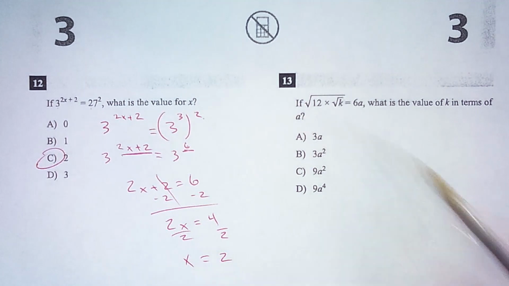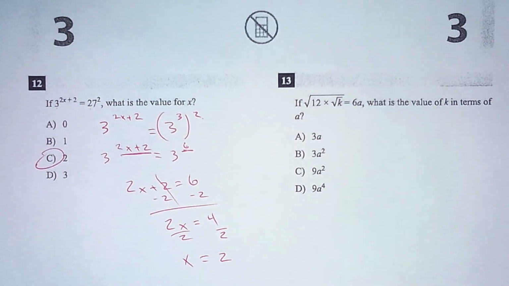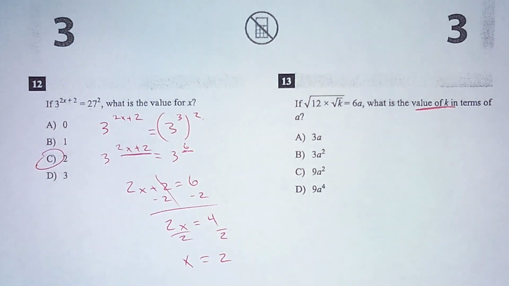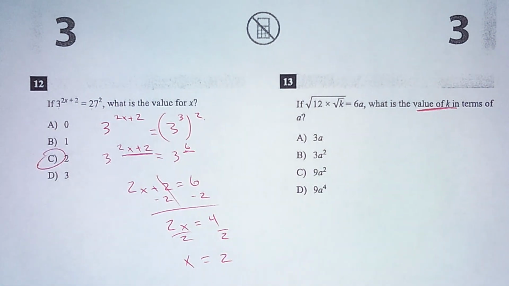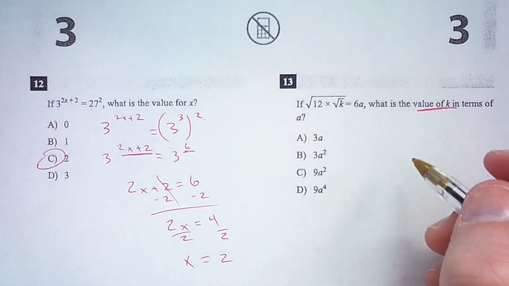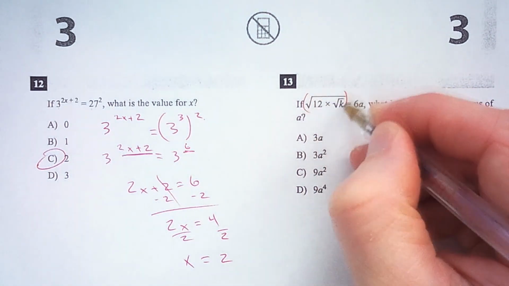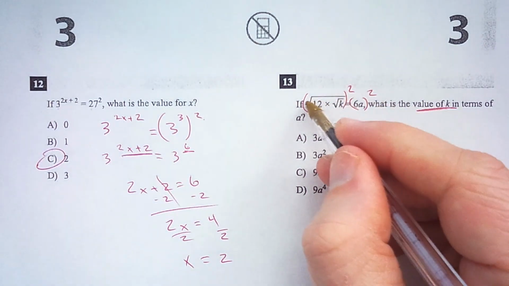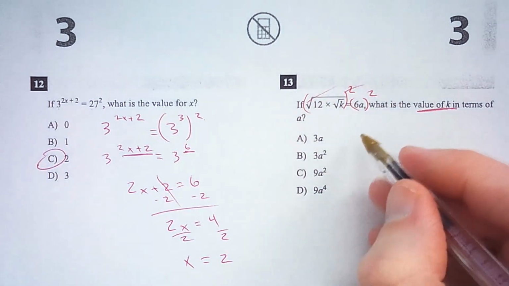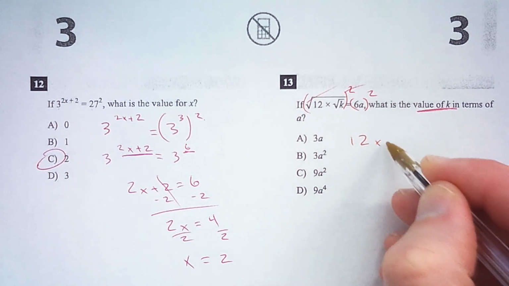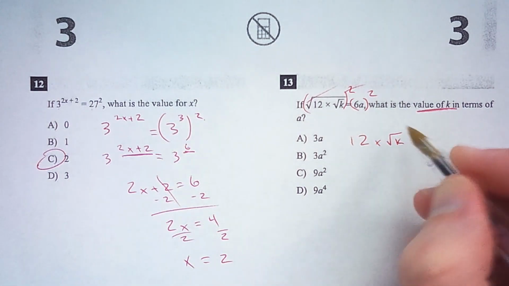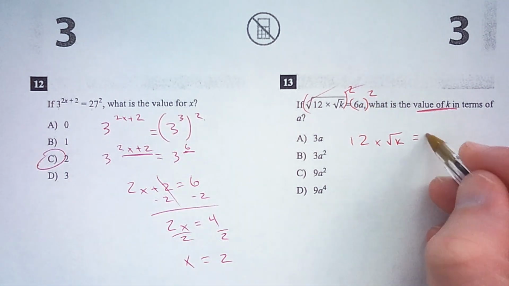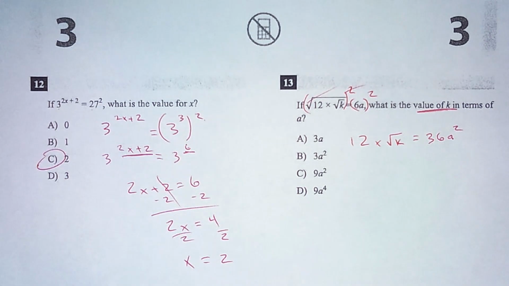The value of k in terms of a. So in other words, what is the value of k? Solve for k. I want to get k by itself. So the first thing I can do is square both sides of this equation. And that cancels out that radical. So I get 12 times the square root of k equals, and then I square both parts here, and that would be 36a squared.